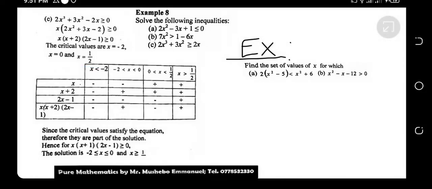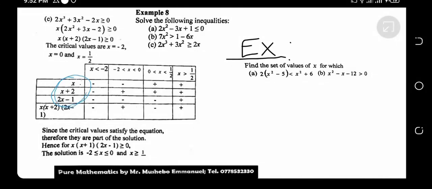So we look at that region which is below the smallest value, which is x less than -2. The next one is from -2 less than x less than the next critical value, which is 0. Then after that, from 0 less than x less than the next critical value, which is a half. Then after that, we also test that region beyond a half, that is x greater than what? A half. So after that, we have our factors written here on the left hand side of our table.